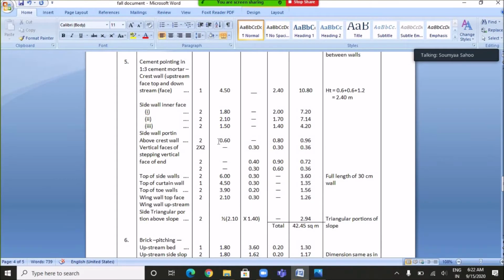And if we fill this data in the table, the number will be 2, the length will be 0.6 meter and the height will be 0.8 meter and the quantity will be 0.96 square meter. Then next the pointing work is to be carried out for the vertical faces of stapling.